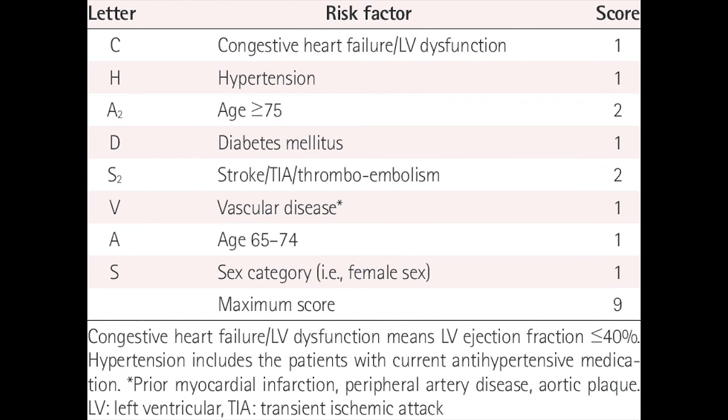So CHA2DS2-VASc score. CHF, hypertension, age. If it's greater than 75, that's 2 points. Diabetes, stroke, previous stroke, that's another 2 points. Vascular disease, so that's like peripheral artery disease, coronary artery disease. Age, the second time, which is 65 plus, that's 1 point. And sex category, if it's a female, then that's 1 point.